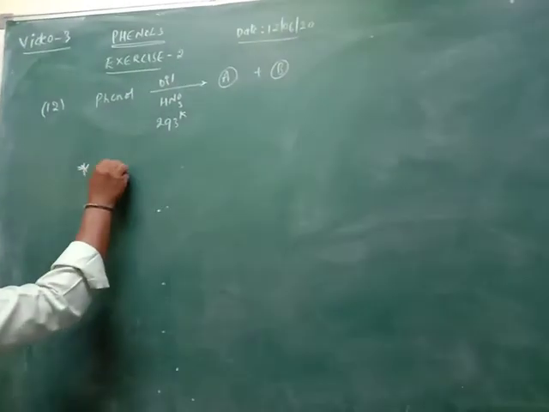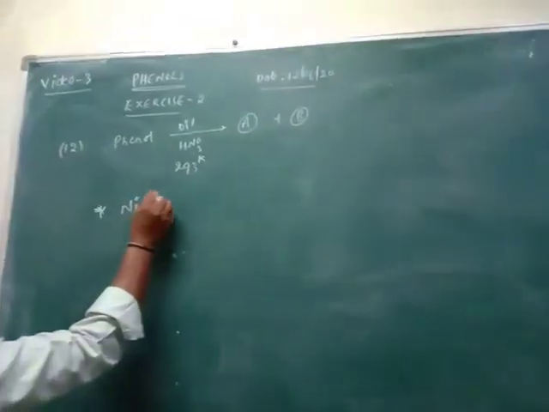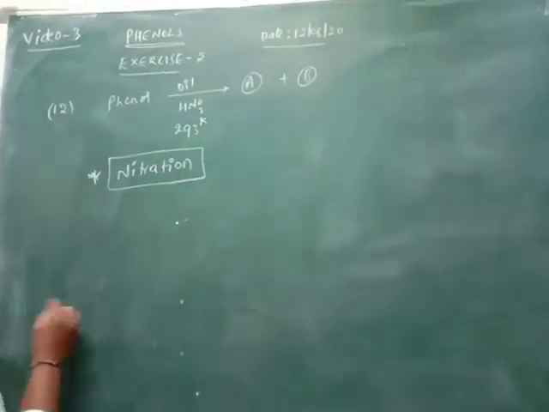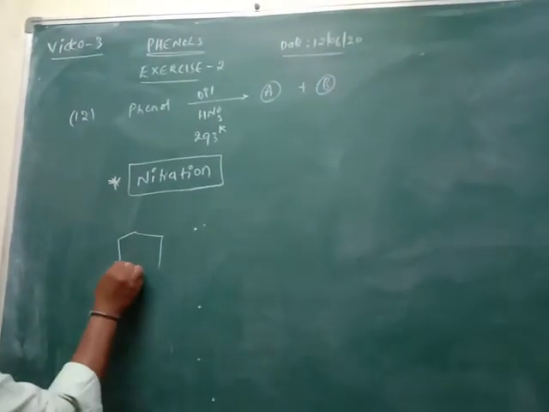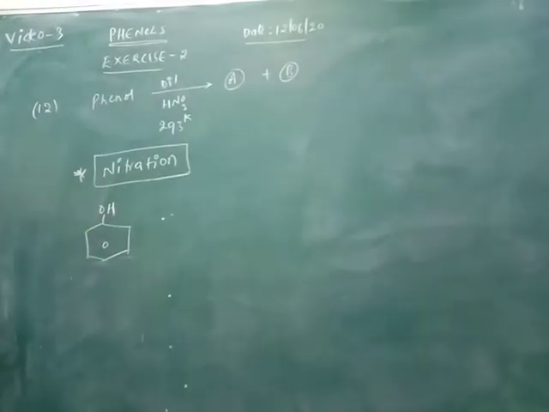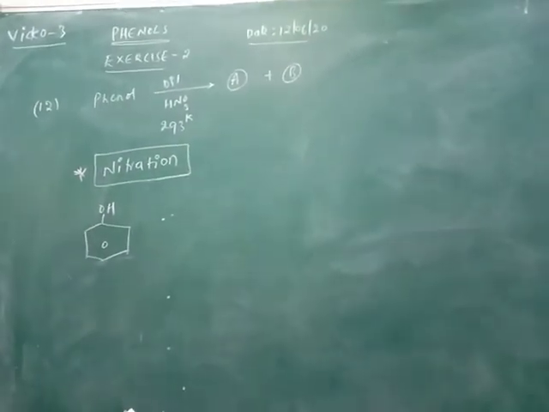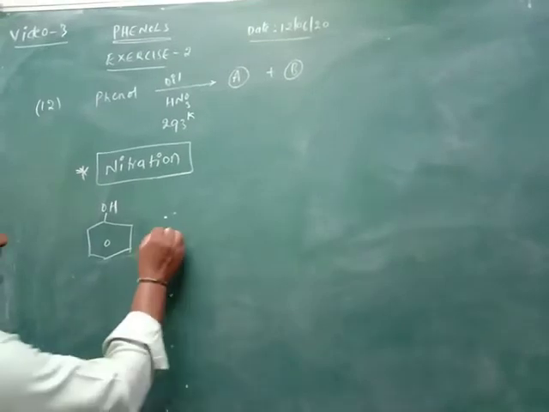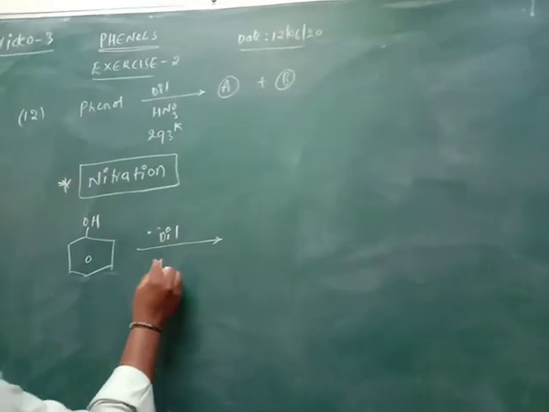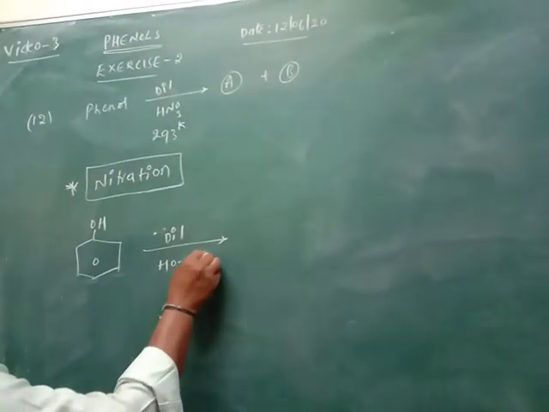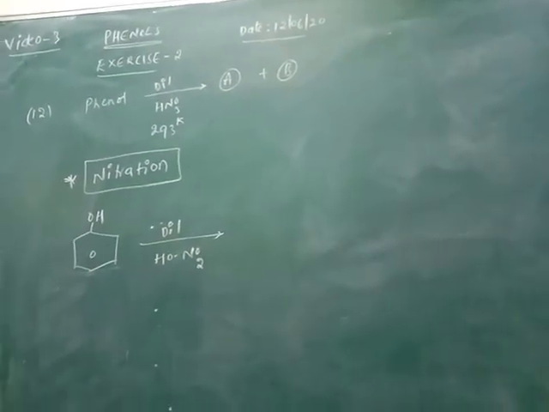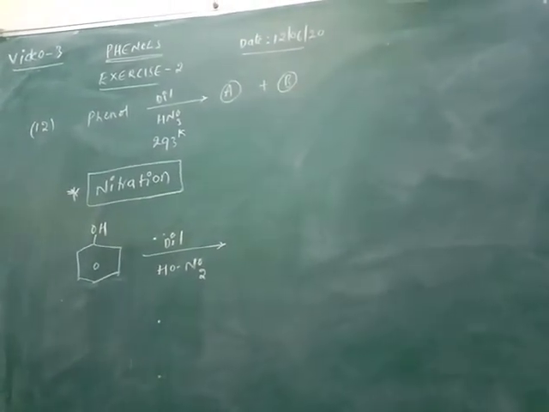This reaction is a nitration reaction. Phenol, C6H5OH, is treated with dilute HNO3. It means OH, and NO2 is substituted. So it gives two compounds.